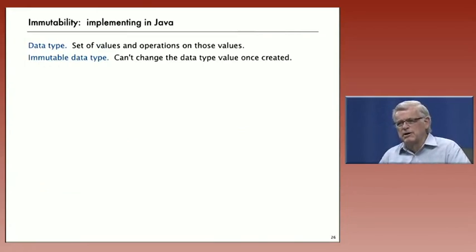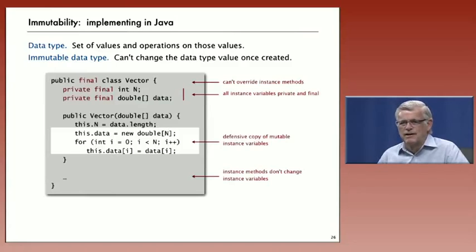So what about immutability? Everything in Java is implemented as a data type, a set of values and operations on those values. And the idea of an immutable data type is you can't change the value once it's created. So that's kind of like when you create a literal value to be assigned to an integer, it has that value.